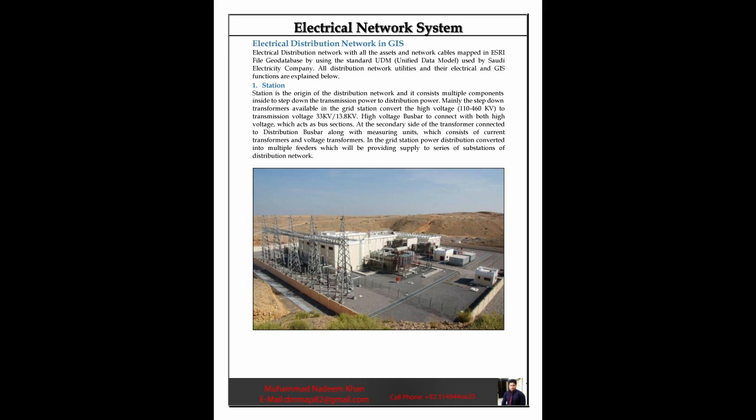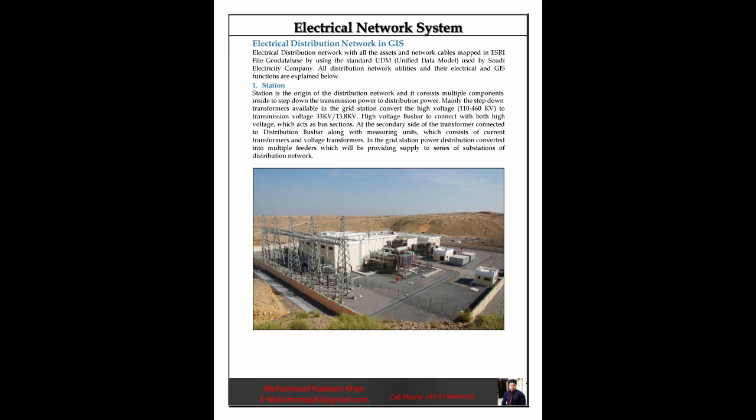Station is the origin of the distribution network, and it consists of multiple components inside to step down the transmission power to distribution power. Mainly the step down transformers available in the grid station convert the high voltage, 110 to 460 kV, to transmission voltage 33 kV/13.8 kV.